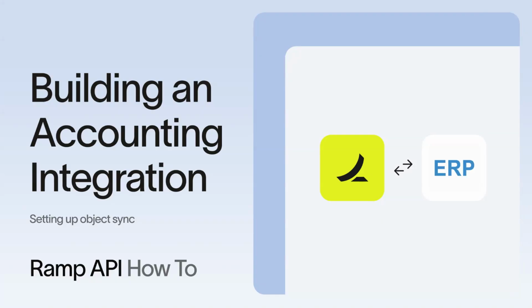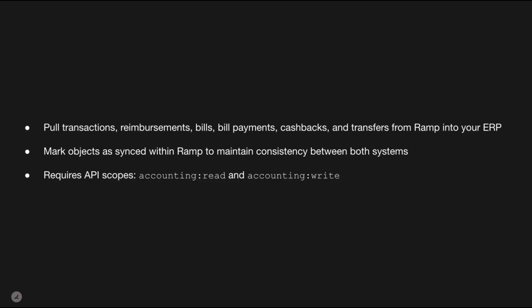This video will walk you through how to set up a sync between objects in RAMP and your ERP system when building an accounting integration with the RAMP API. Setting up an object sync process allows your ERP to pull transactions, reimbursements, bills, bill payments, cashbacks, and transfers from RAMP into your ERP. After pulling the data into your ERP, you'll mark these objects as synced within RAMP to maintain consistency between both systems.